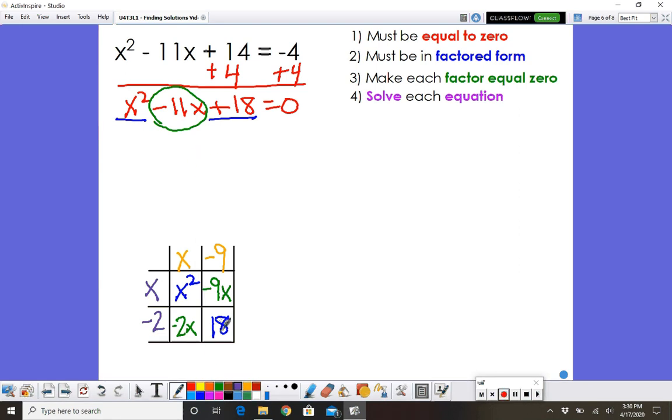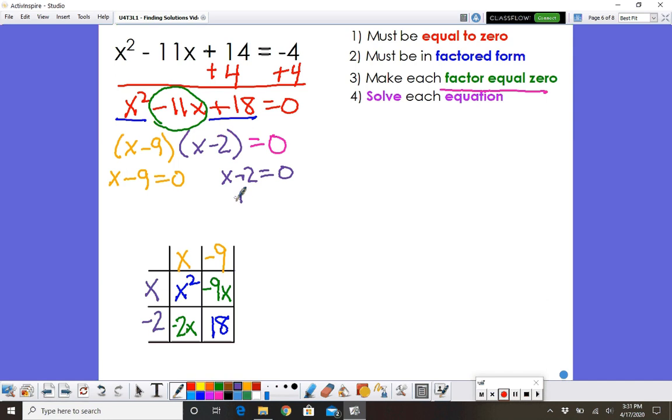So here are our factors. We've got to write it in factored form before we can do anything. So I have x minus 9 as one of my factors, and I have x minus 2 as another one of my factors. And remember, this whole thing equals 0. So now we have factored form. We're ready for step 3. Make each factor equal to 0. So x minus 9 equals 0, and x minus 2 equals 0, and then we have to solve it.